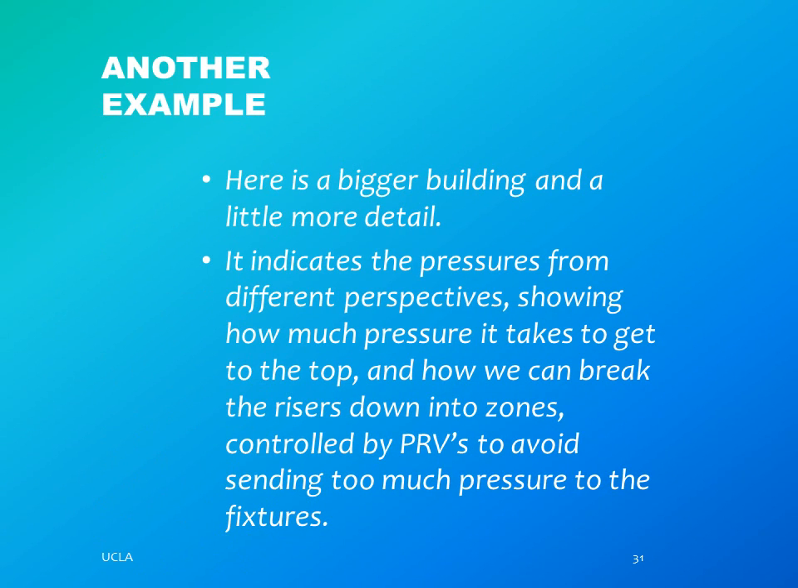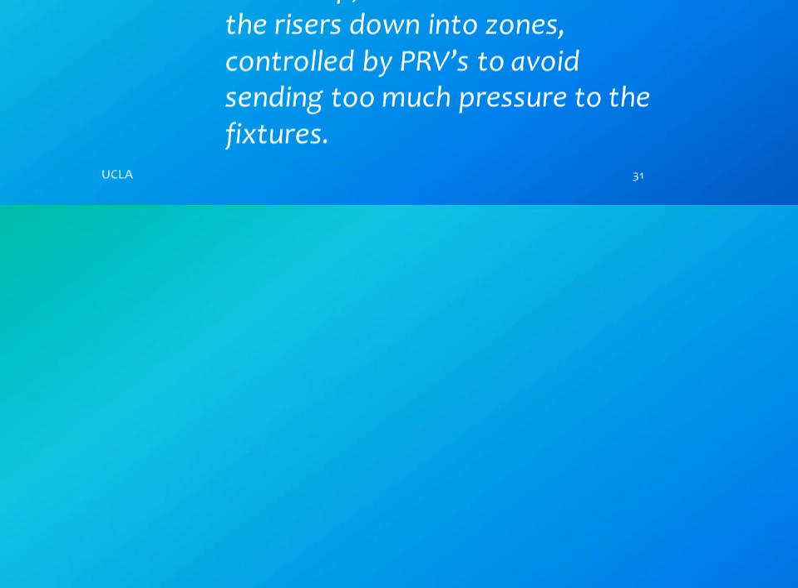Here's a bigger building and a little more detail. It indicates the pressures from different perspectives, showing how much pressure it takes to get it to the top and how we can break the risers down into zones, controlled by PRVs to avoid sending too much pressure to the fixture.